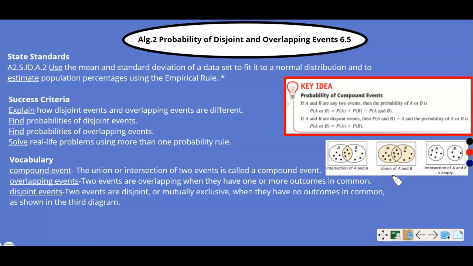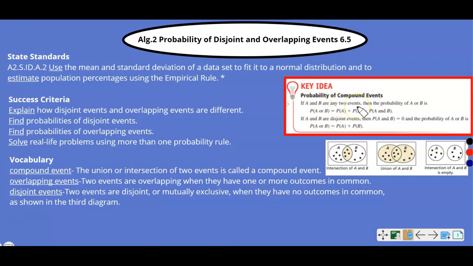Here we have a union of A and B. Okay, that's like two people that get married. All of their assets are joined, so they then have more things to access all together. So union of A and B includes everything in both A and B. And then, of course, once again, the intersection of A and B is empty. That's when there's no overlapping. There's no intersection here.